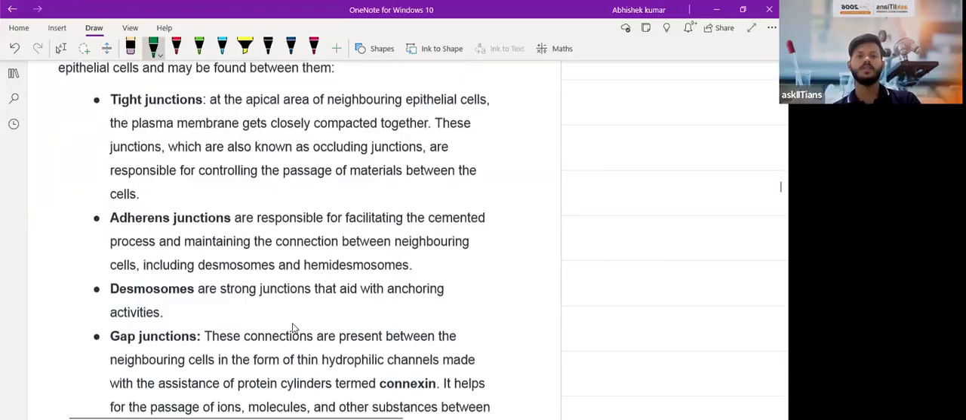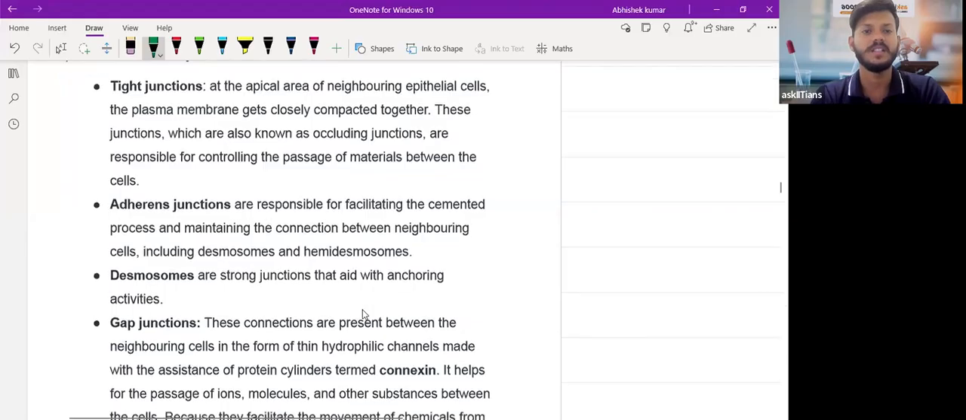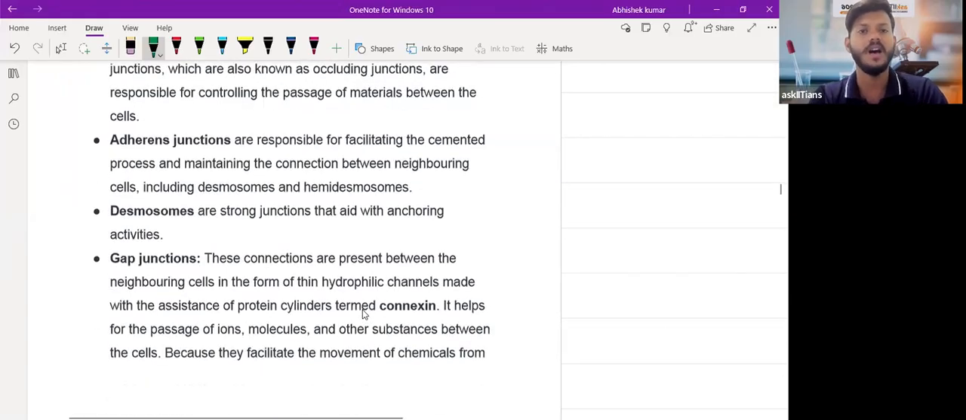So tight junction is a junction where the apical areas of the plasma membranes of neighboring epithelial cells get closely compacted together. These junctions, which are also known as occluding junctions, are responsible for controlling the passage of material between the cells. Then we have adherens junctions, which are responsible for facilitating the cementing process and maintaining the connection between neighboring cells, including desmosomes and hemidesmosomes.